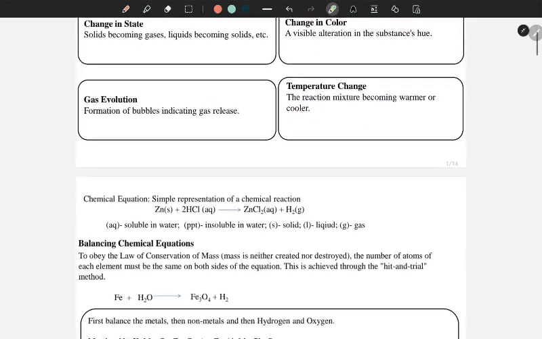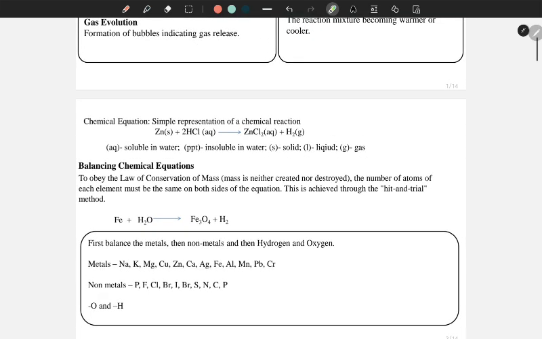Okay, now let's come to the next point, that is how we represent a chemical reaction. A simple representation of a chemical reaction: zinc solid reacts with 2HCl, that is hydrochloric acid, then it forms zinc chloride and hydrogen gas. So zinc reacts with hydrochloric acid. This is also an example of displacement reaction. Zinc reacts with the acid and displaces hydrogen gas.